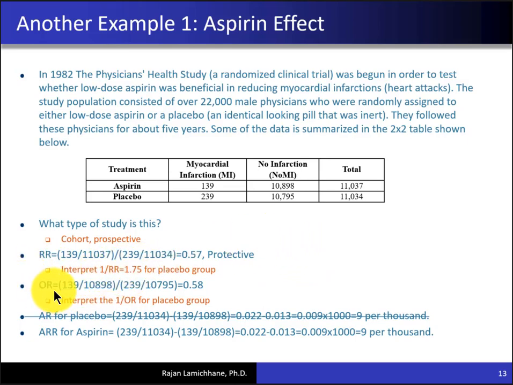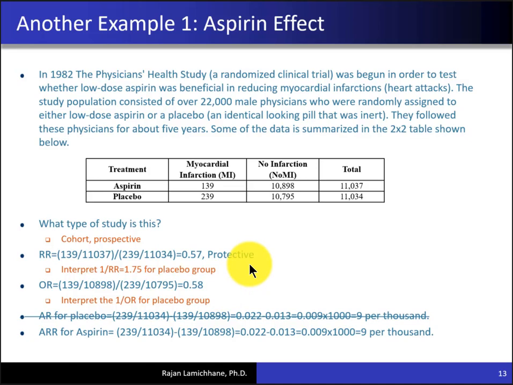Similarly, you can also calculate the odds ratio, which is 0.58. And here you can see that both of these are less than 1. When you interpret these, it's hard to interpret these fractions less than 1. So you just take the reciprocal and interpret them for the placebo group.